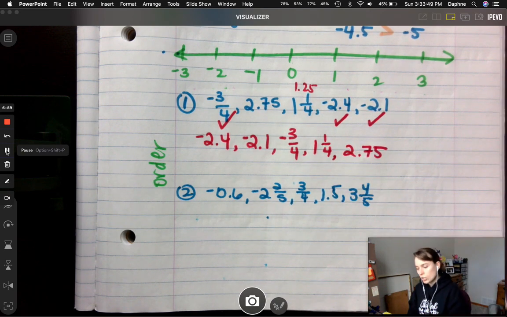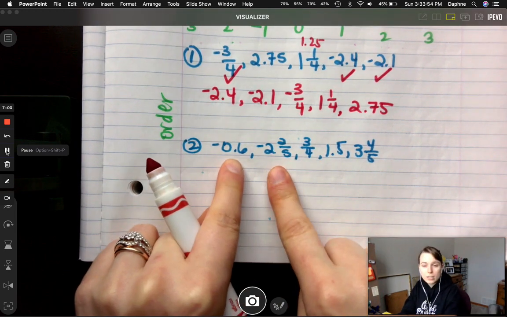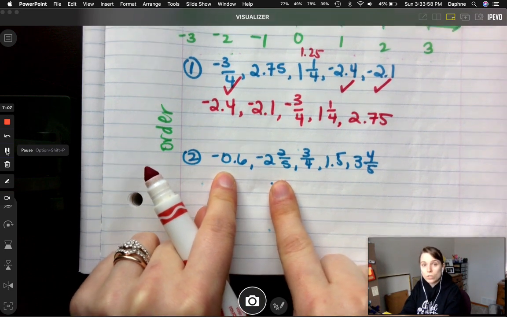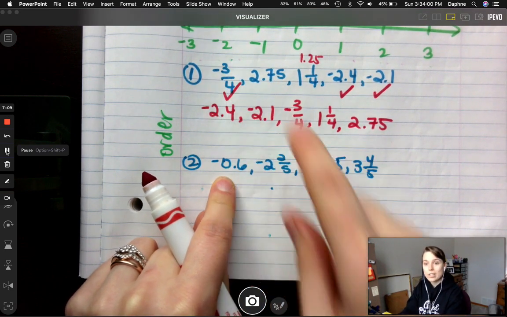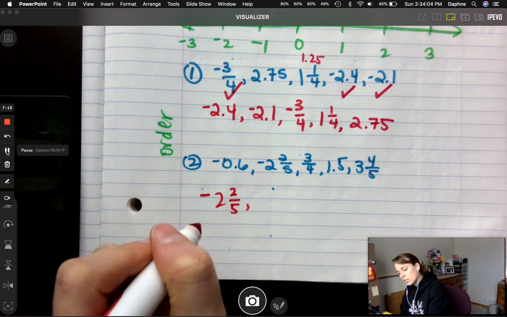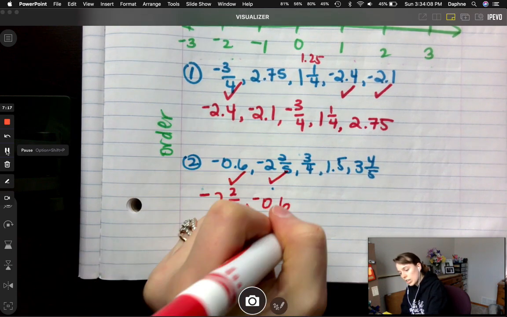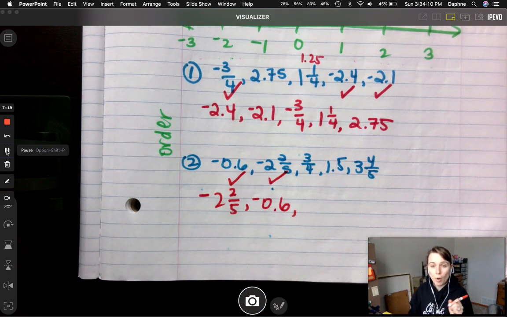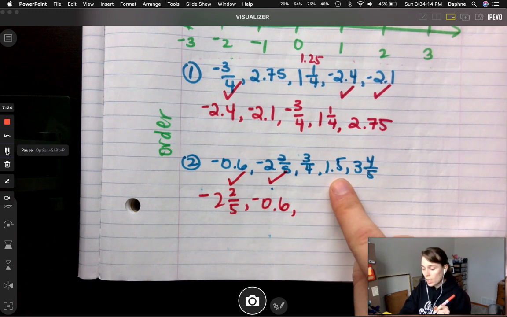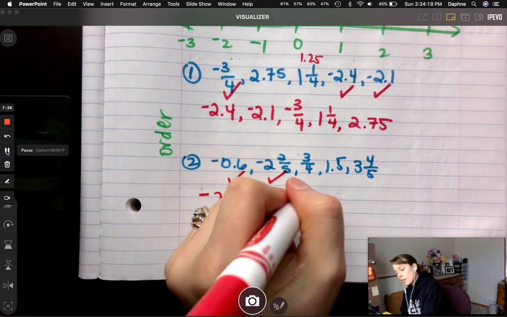All right, so on to number 2. Again, negatives go first, so it's one of these. So not even a whole or past negative 2 wholes. So negative 2 wholes is farther left. So negative 2 and 2/5. Check. My last negative, 6/10. Check. Okay. Now I have these 3 positives. Notice that this one doesn't have any whole numbers next to it. This one has 1 whole next to it, and this has 3 wholes next to it. So they're already in order.